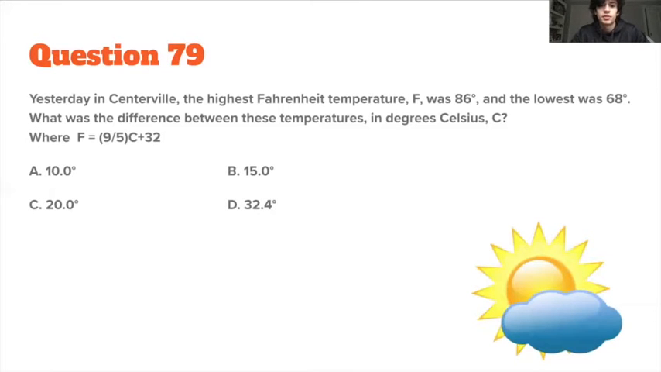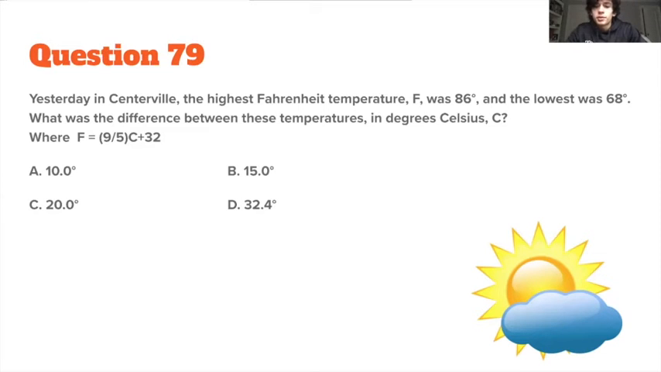First, we're going to be going over question number 79. It reads, yesterday in Centerville, the highest Fahrenheit temperature, F, was 86 degrees and the lowest was 68. What was the difference between the temperature in degrees Celsius, C? We are given the formula F equals 9 over 5C plus 32. The answer choices are A, 10, B, 15, C, 20, D, 32.4.